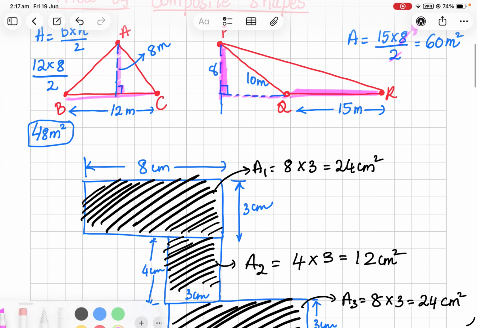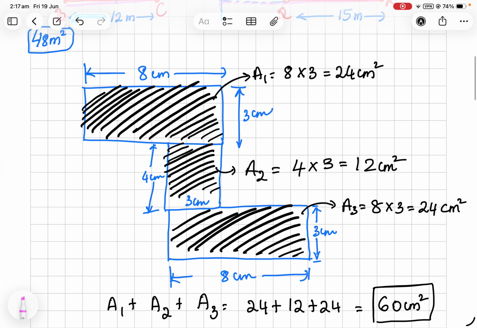Now, composite shapes deal with 2 or more different shapes embedded in one shape. Here, as you can see, this is a rectangle, this is another rectangle, and this is another rectangle. So 3 rectangles combined together, forming this shaded area of this shape. If you want to find the area of this shape, you can do the area of this first rectangle, then add it with this one and this one.